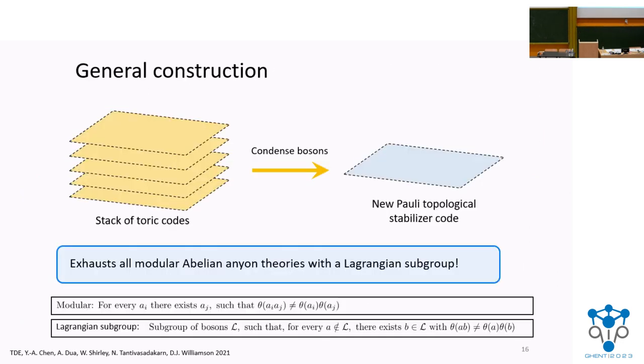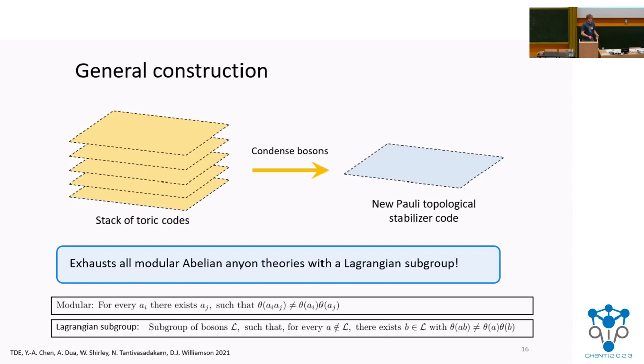More generally, we can construct new topological stabilizer codes by taking a stack of toric codes and condensing bosons. This allows us to construct a large variety of topological stabilizer codes. They exhaust all modular abelian anyon theories with a Lagrangian subgroup. Now that contains some technical terms, but the point that I want to articulate is that they exhaust a large but restricted set of abelian anyon theories. So there are abelian anyon theories that aren't captured by topological stabilizer codes.